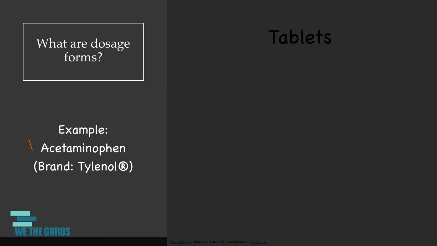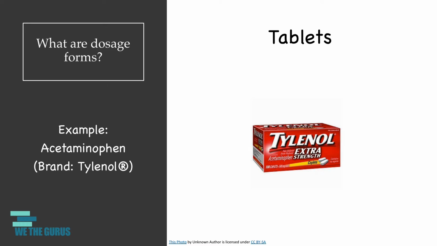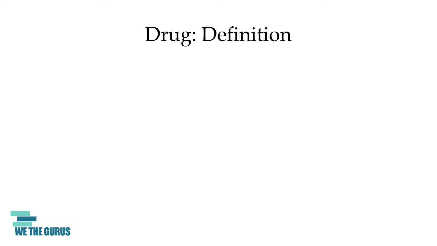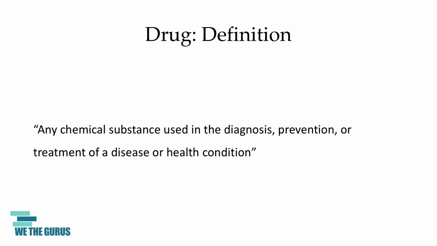For example, acetaminophen, commonly sold under the brand name of Tylenol, is available in at least three oral dosage forms, including tablets, capsules, and syrups. By the way, in case you forgot, we define any chemical substance as a drug if it is used in the diagnosis, prevention, or treatment of a disease or health condition.